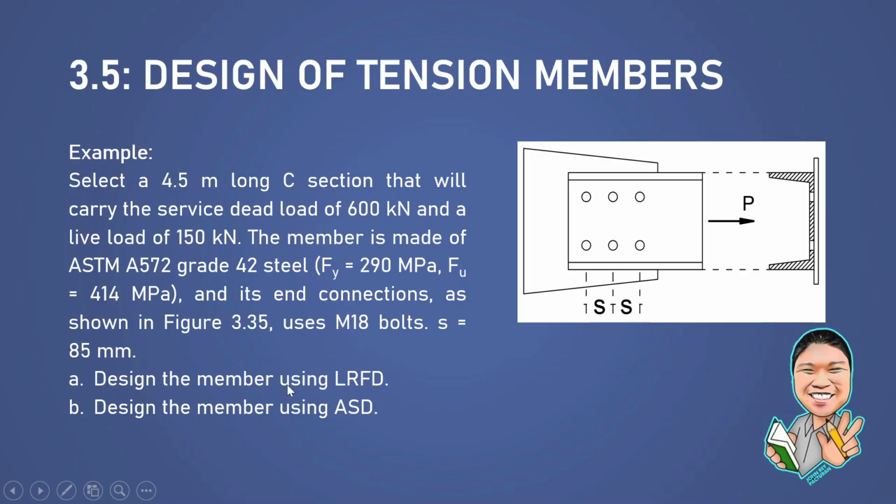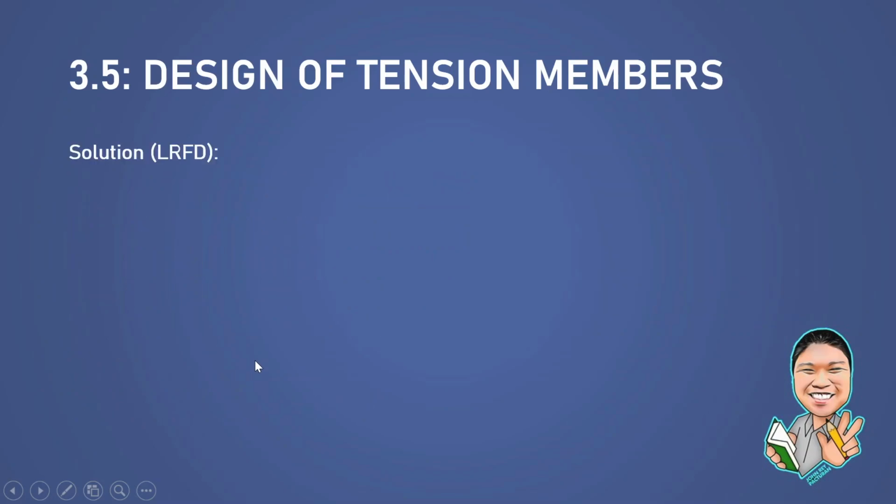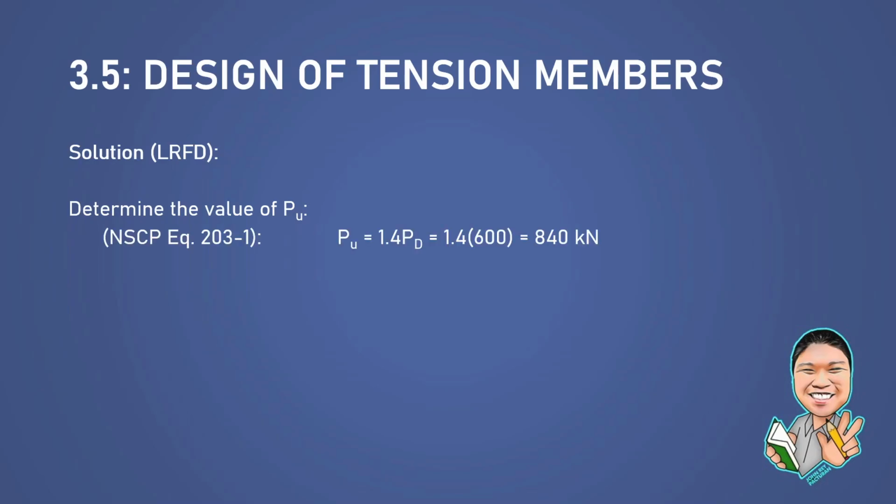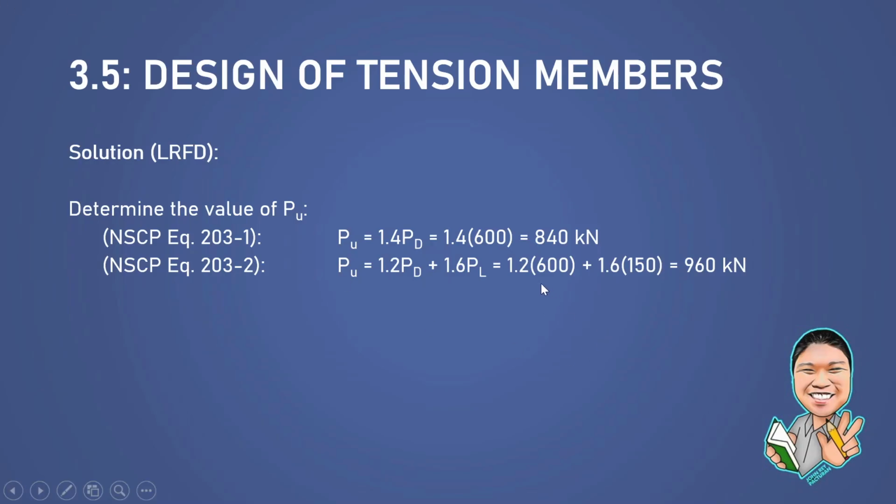Letter A, design the member using LRFD. And letter B, design the member using ASD. For solution, uunahin ko muna yung LRFD guys. So, ang una nating gagawin is hahanapin natin yung value ng Pu. Okay? So, dalawa lang naman yung equations natin to solve for Pu: 1.4 dead load and 1.2 dead load plus 1.6 live load. Ang sagot natin dyan, syempre, just choose the larger value.